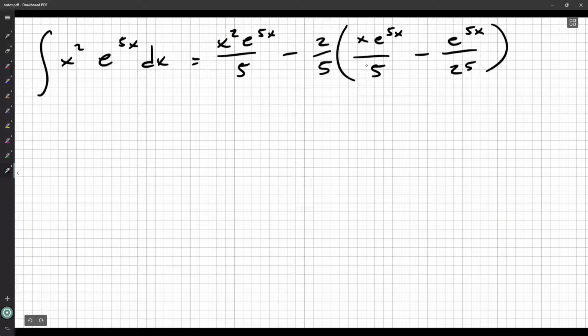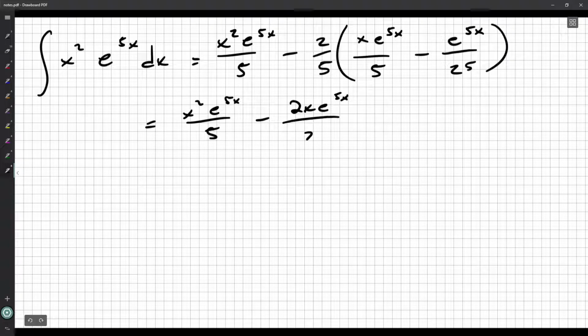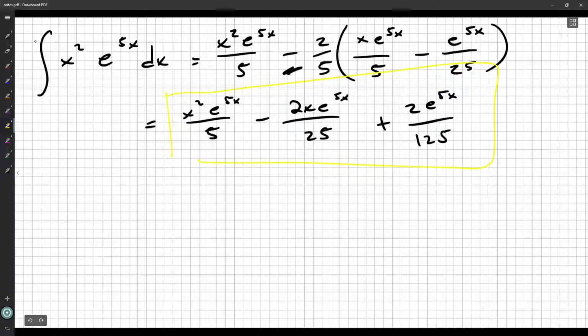Right? And we can bring the 2, so we get 2x e to the 5x over 25. Distribute the minus sign and the 2/5. We get 2 e to the 5x. 5 times 25 is 125. Okay. So now this expression is an antiderivative for x squared e to the 5x.